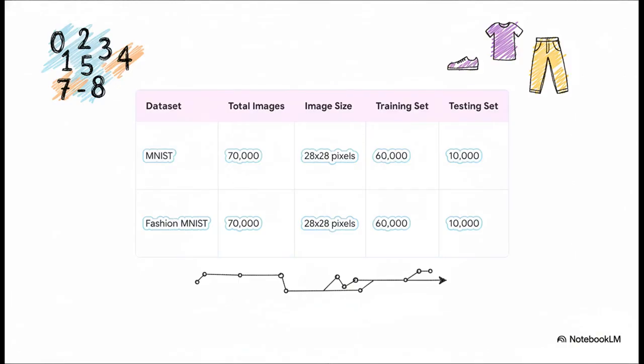So what makes these datasets so great for this kind of thing? Well, it's all about their structure. Both of them have 70,000 little grayscale images, and each one is just 28 by 28 pixels. And the really important part is that they're already split for us. A big chunk for training our model and a smaller set for testing it. That kind of standardization is just perfect for getting a handle on the basics.